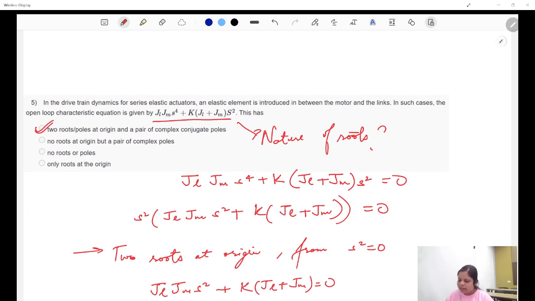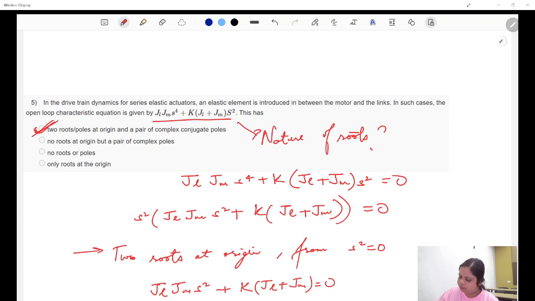Okay. The second option, no roots at origin but a pair of conjugate poles, is definitely wrong because we have a square term also there. Then no roots or no poles. This is a fourth order polynomial. It must have four roots. How can it have no roots? And the last option is only roots at the origin. No, there are two more imaginary roots apart from two roots at the origin. So yeah, this is your correct answer for this question.